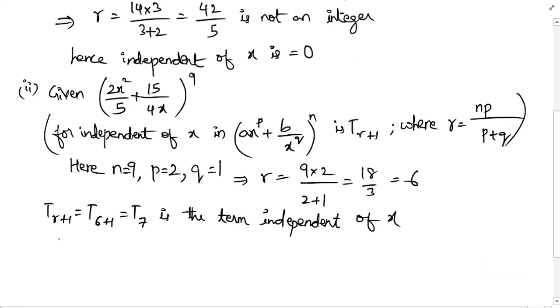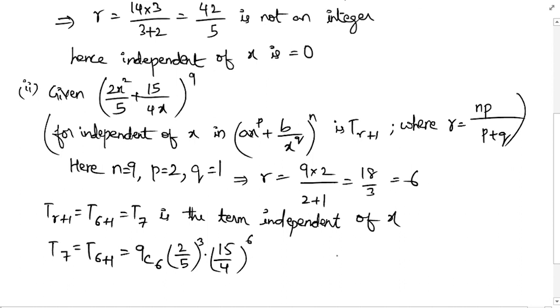So T7 is equal to T(6+1), that is equal to 9C6 (2/5)^3 into (15/4)^6, since T(r+1) is equal to nCr x^(n−r) a^r. So this is independent of x, and we got the T7 term.